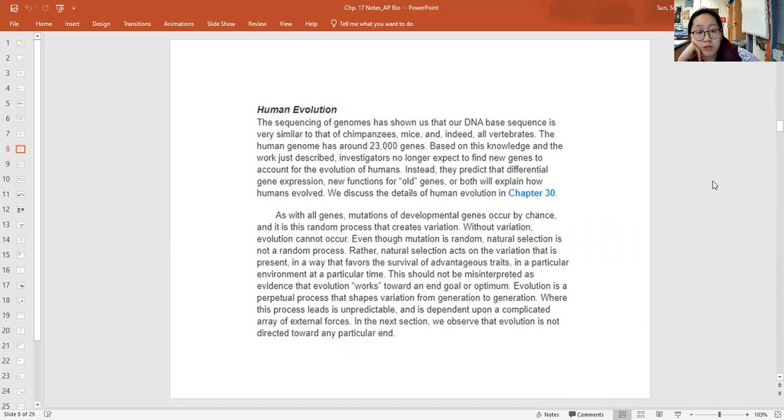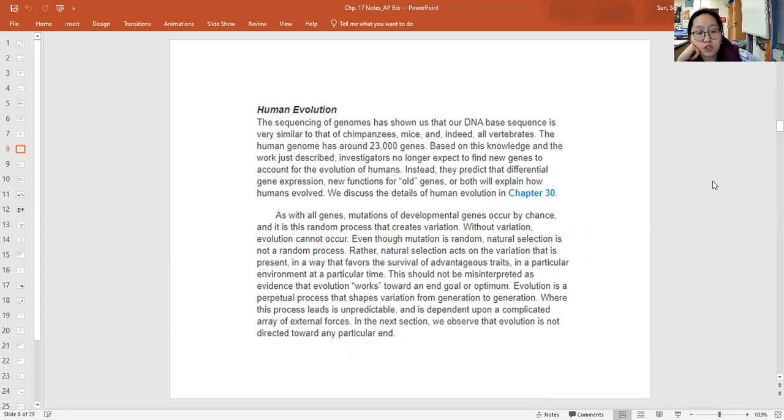The human genome has around 23,000 genes. Based on this knowledge and the work just described, investigators no longer expect to find new genes to account for the evolution of humans. Instead, they predict that differential gene expression, new functions for old genes, or both will explain how humans evolved. We will discuss the details of human evolution in chapter 30.